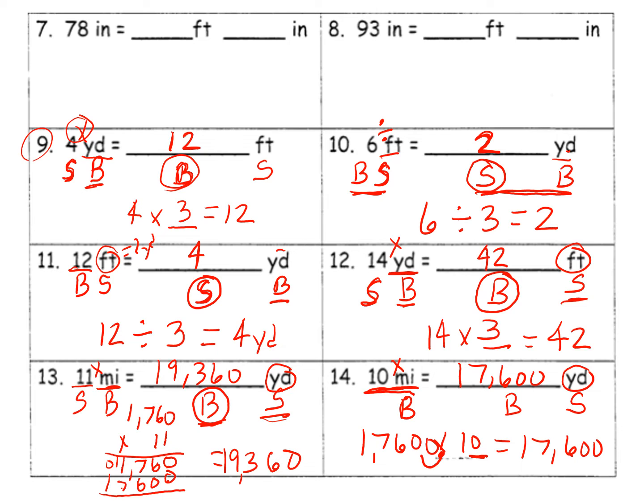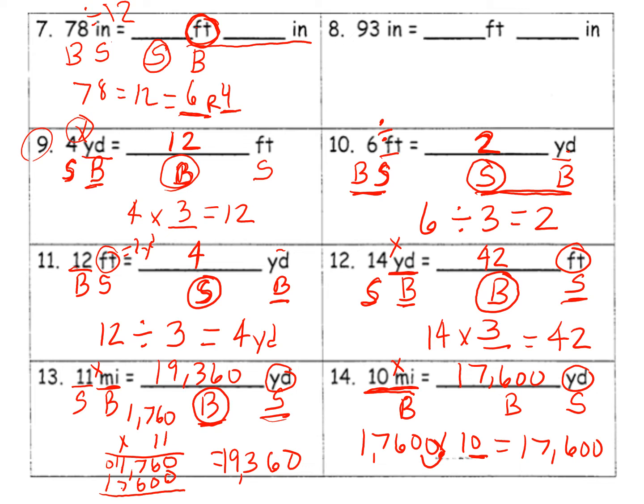Okay? Now let's go back up here to number 7, number 8. I have 2 units on this side, but we're only going to focus on the first one for big, small. So my inches are small, my feet are big. So that means this number is big, this number is small. How do I find a small number? We divide. How many inches in a foot? The answer to that question is 12. So 78 divided by 12 equals 6 remainder 4. So this means I have 6 feet with 4 inches left over. 6 feet, 4 inches.